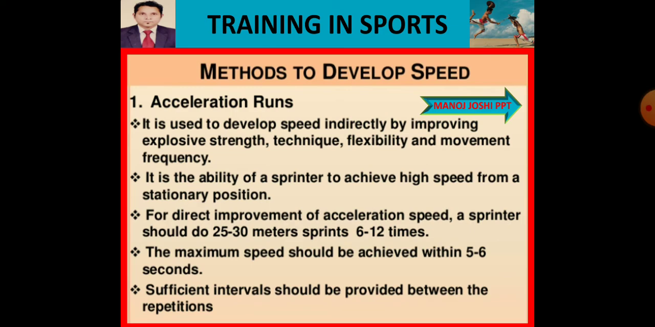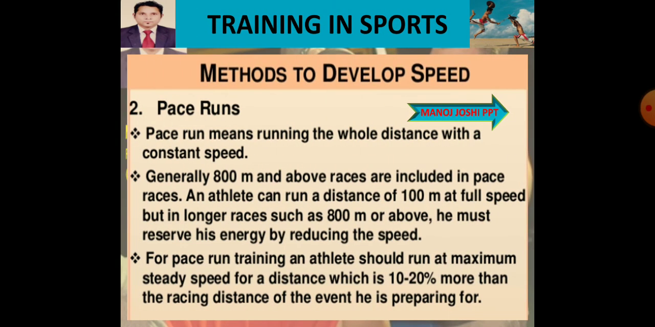That is one type of training, the acceleration run. Second is the pace run. Pace run means running a whole distance with a constant speed. Generally 800 meter and above races are included in pace run. An athlete can run a distance of 100 meter at full speed, but in longer races such as 800 and above, he must reserve his energy by reducing the speed, because we can't run at a high speed for a longer duration of time.